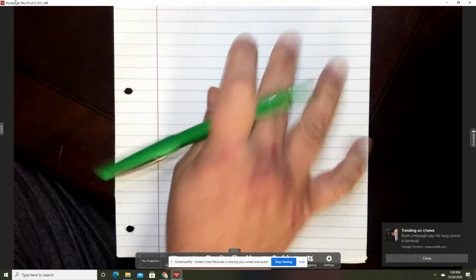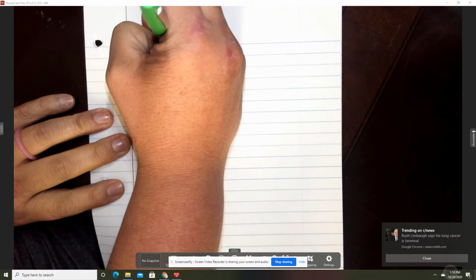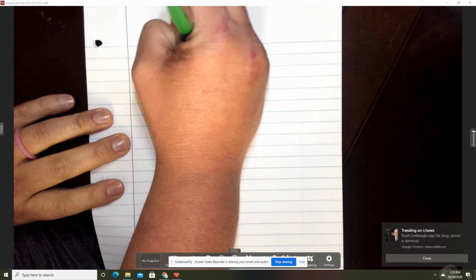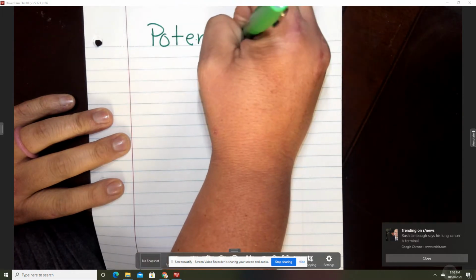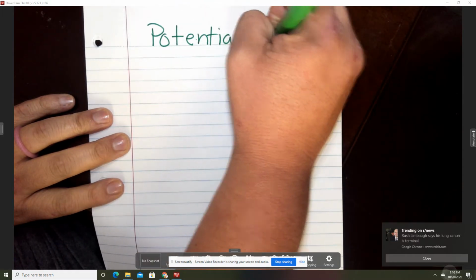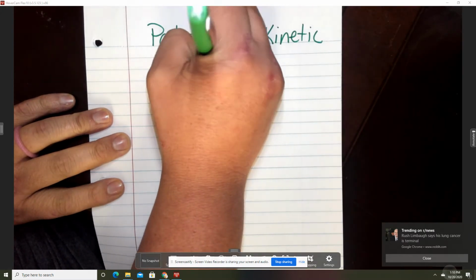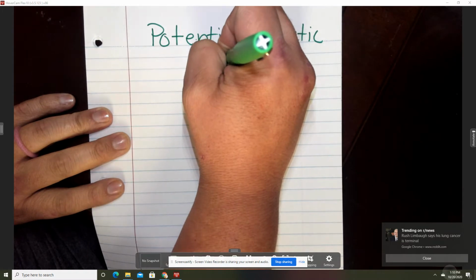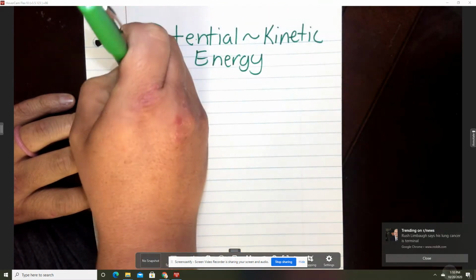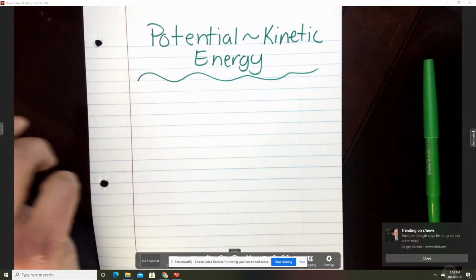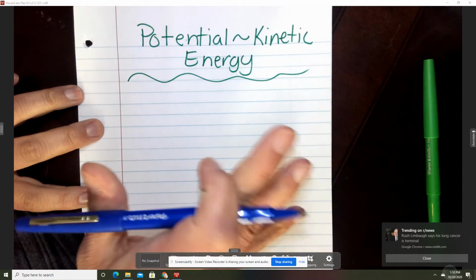So have a piece of paper, make sure that you take these notes and then put them in your science binder or science tab of your binder. So potential and then kinetic energy. We've already talked about this a little bit, but I wanted to go into a little bit more detail about potential and kinetic energy. All right, so what is potential or kinetic?